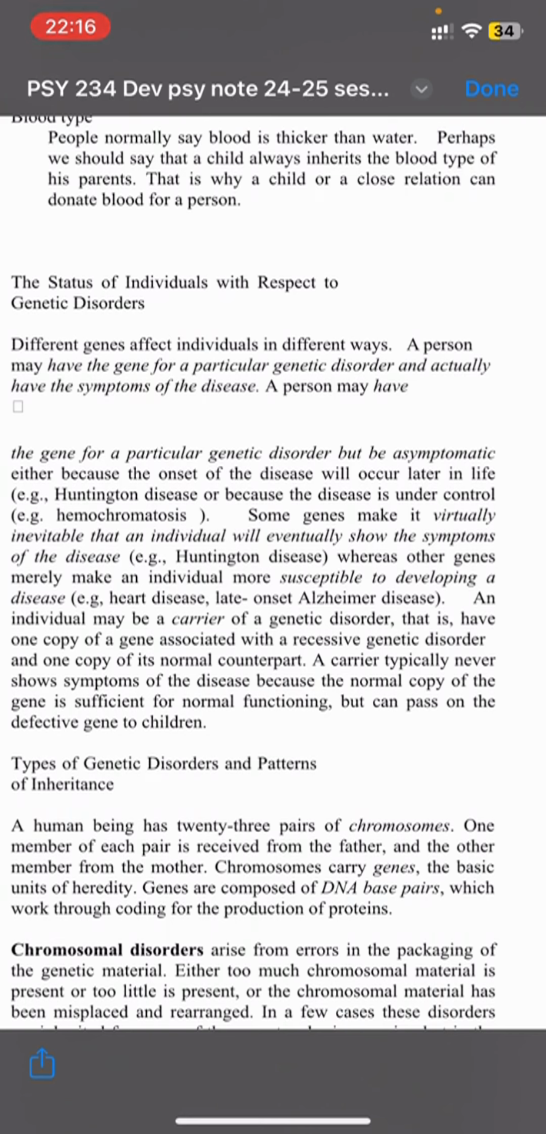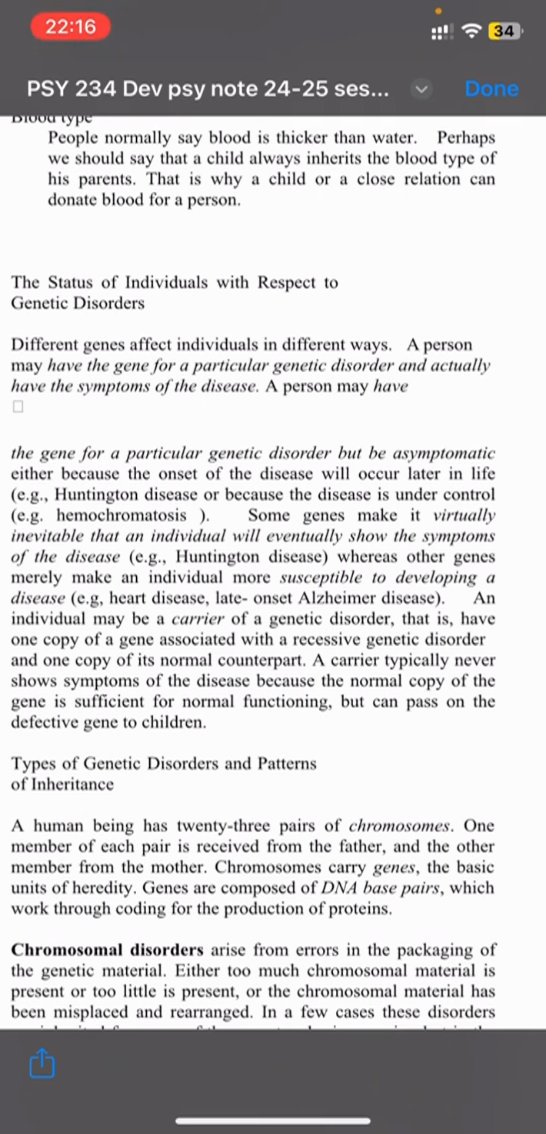So that means some genes will give you some disease eventually, and some will make you susceptible or make it easier for you to get some diseases later in life, e.g. heart disease and late onset Alzheimer's disease. An individual may be a carrier of a genetic disorder, that is, have one copy of a gene associated with a recessive genetic disorder and one copy of its normal counterpart.